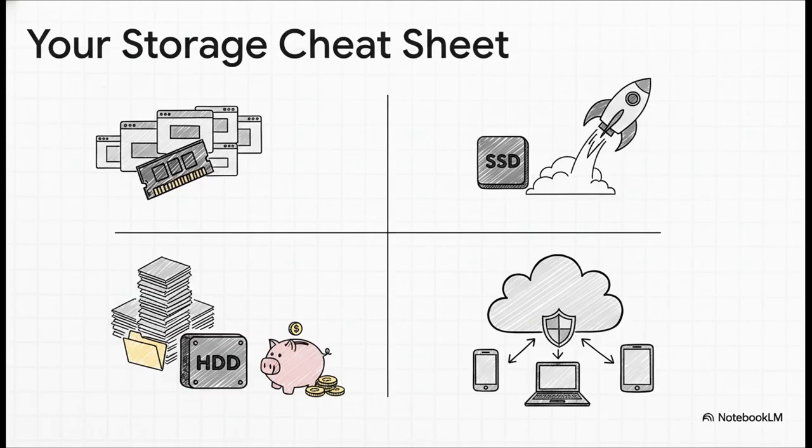Look, if your computer feels sluggish and slow when you're trying to do a bunch of things at once, the problem is almost definitely your RAM. More RAM is what you need. If you want your whole system to just feel snappy from the second you turn it on to launching apps, an SSD is the single best upgrade you can make. If you just need a giant digital warehouse for things like movies or huge photo libraries, and you want the most space for your money, a classic HDD is still the king. And finally, for backups you don't have to think about and the freedom to get your files anywhere, the cloud is an absolutely essential tool.